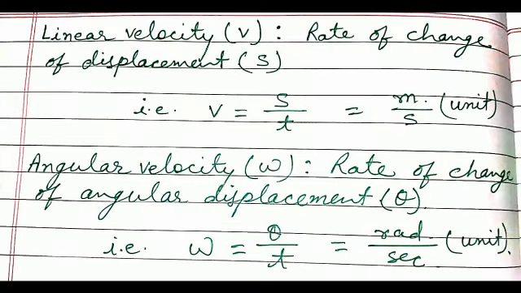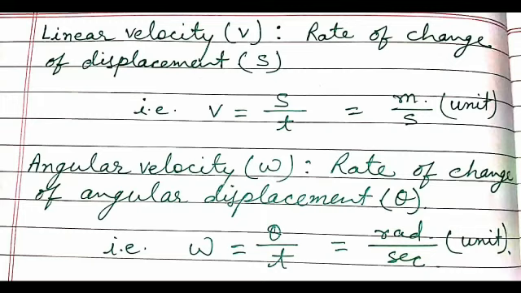So first we have linear velocity. It is denoted by v and defined as rate of change of displacement, that is v is equal to displacement by time. V is equal to s by t and its SI unit is meter per second.